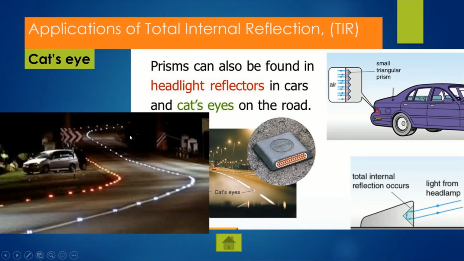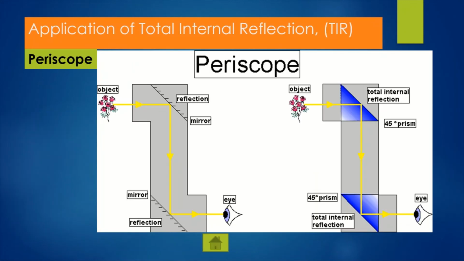Okay, so you see, so beautiful. It's lit up to alert drivers that this is a sharp road, to guide drivers on the shape of the road, especially at sharp corners.